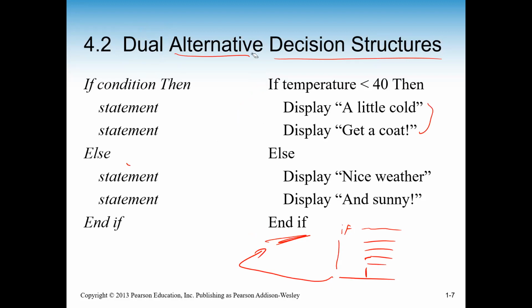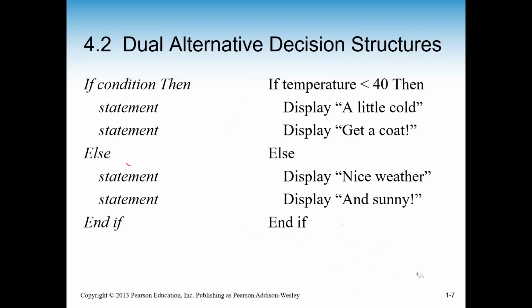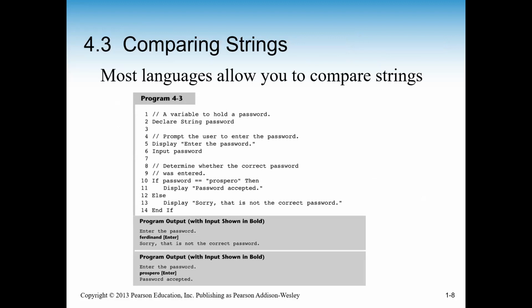So that's probably one of the hardest things. Python has very easy syntax, but certainly indentation might be something you have to get used to. All right, so that's dual alternative decision structures.